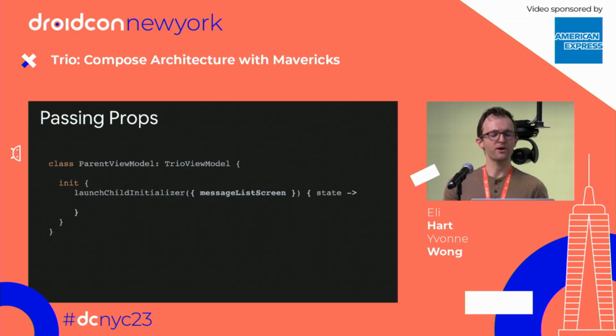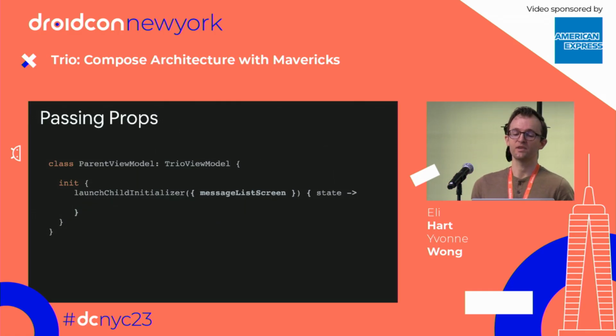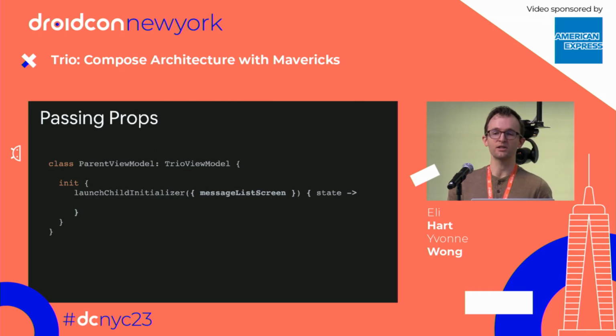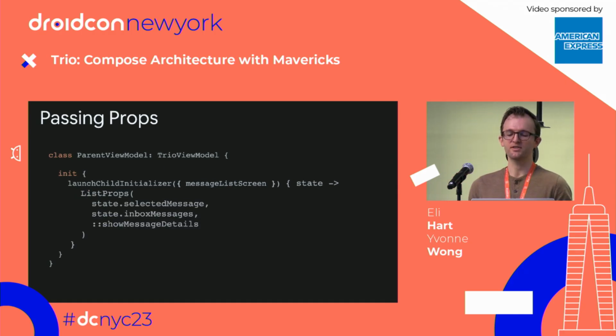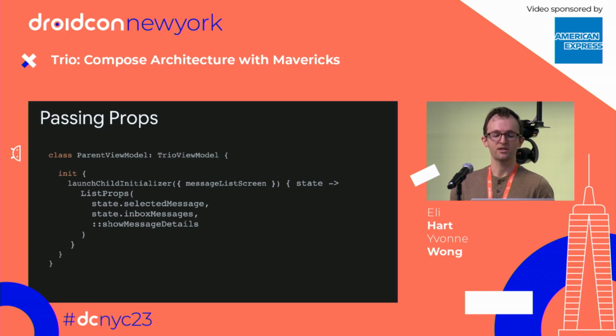So, how does a parent trio pass props to its child? In its init block, it must use the launch child initializer function. This function uses a lambda to select a trio instance from the state, specifying which trio is being targeted. The second lambda argument receives a state value and returns a new props instance to pass to the child. This function manages the life cycle of the child, initializing it with a flow of props when it is first created, and destroying it if it is ever removed from the parent state.